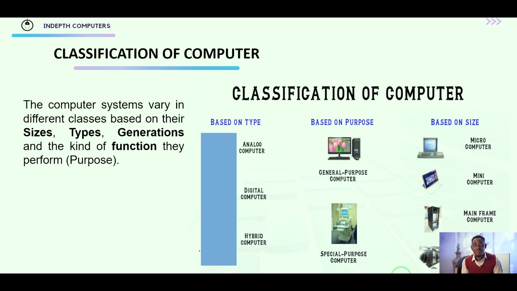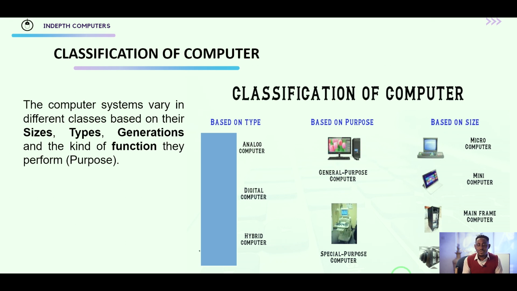Now, classification of computers based on type. We have analog computers. Analog computers are basically used for measurements, like your weight machine, like your speedometer. They are all analog computers. We have digital computers, computers used for calculation, like your calculator. Now we have hybrid computers. These are computers that could do both, the function of measurement and calculation.